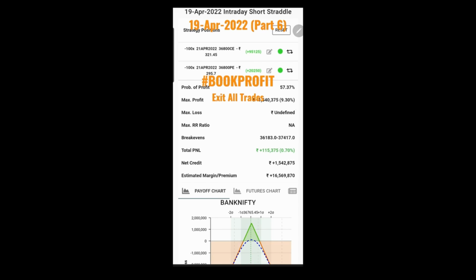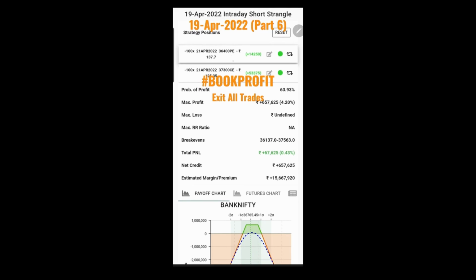115,375, that is 0.7%. In short strangle, put short and call short, we are making profit in both the positions, and in total we are making 67,625 rupees profit, that is 0.43% profit in total. We are exiting all our trades and booking profit.